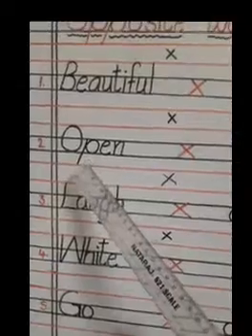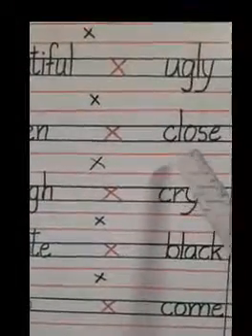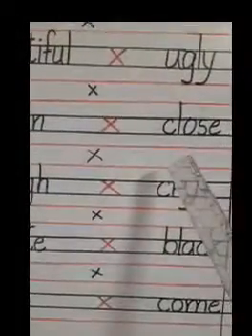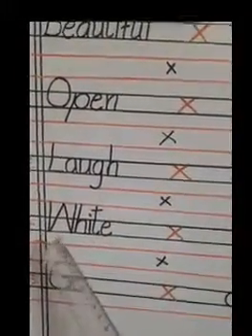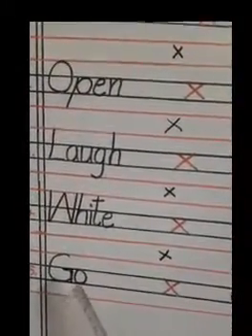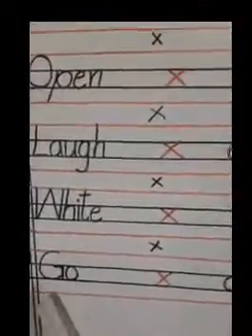After that, leave a line. Next, write the next one. Up, open, close. O-P-E-N, open. C-L-O-S-E, close. Next, again, leave a line. Then write laugh, cry. L-A-U-G-H, laugh. C-R-Y, cry. Next, again leave a line, then write white, black. Again leave a line. Next write go, come. G-O, go, C-O-M-E, come. Okay, children?